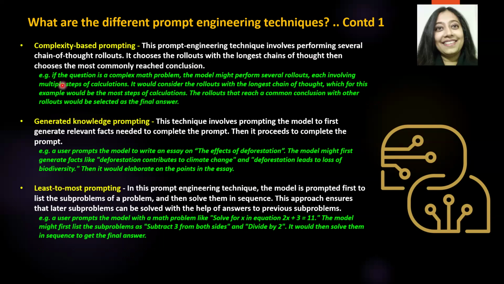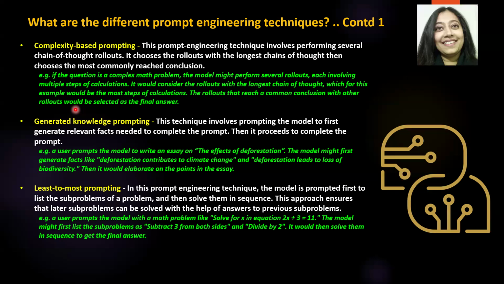And each rollout involving multiple steps of calculation. What it would consider, remember, is the longest chain. So it would consider the rollout with the longest chain of thought, which for this example would be with the most steps of calculation. Because then it understands that, hey, this is the most complex one for me. Because the longest one, it has most number of calculations. Then it will consider all the rollouts that reach a common conclusion with other rollouts, and then finally select its common or a final answer.